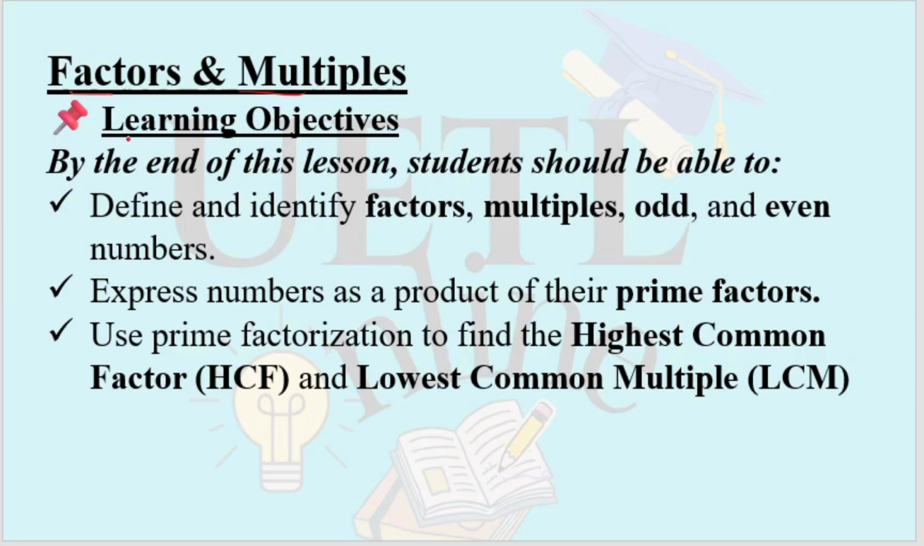Our learning objective is to make sure that by the end of the lesson, you are going to be able to define and identify factors and multiples, odd and even numbers, and express numbers as a product of their prime factors. We have to know what prime numbers are first, then see what prime factors are. We are also going to use prime factorization to find the highest common factor and the lowest common multiple of a number. That is going to be our objective.